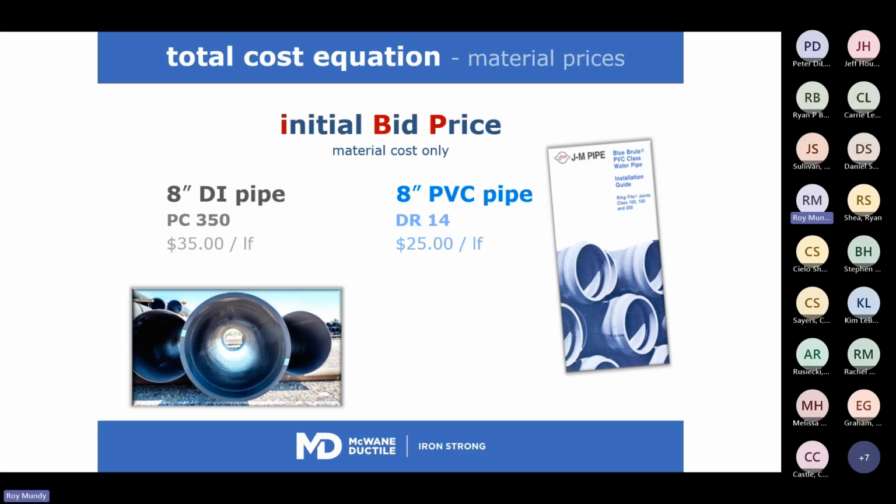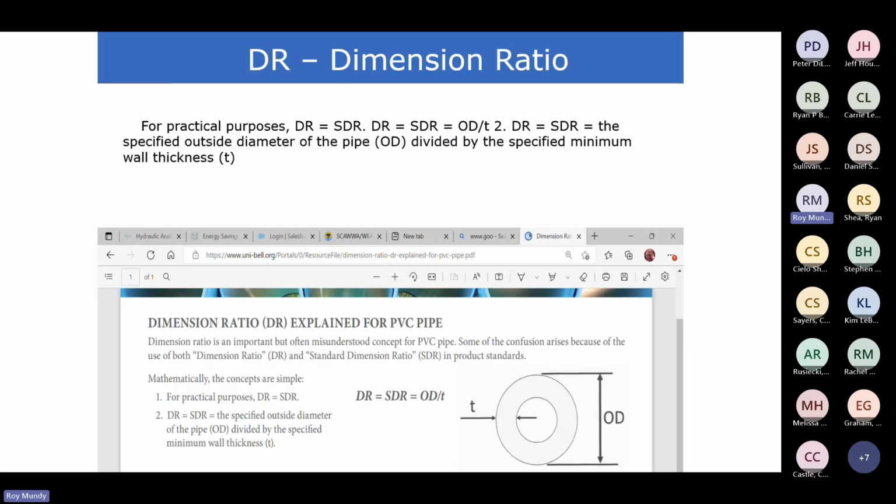And so even though PVC is not quite half the cost of ductile iron pipe, being much more than that, it's still $10 a foot cheaper than ductile iron pipe. And I'm sure most of you are aware of the dimension ratio scenario when it comes to how you get a DR18, DR14, DR25 PVC pipe.